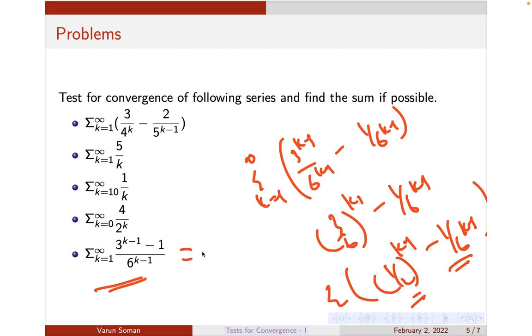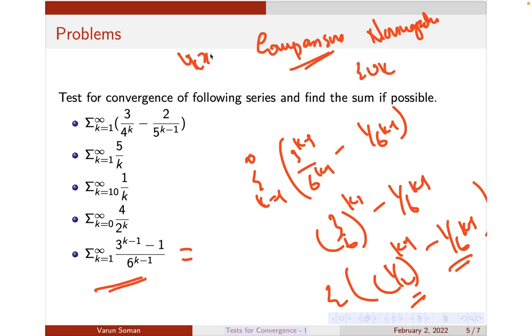Now we'll discuss the first major test, which is called the comparison test. From now onwards, we are going to discuss non-negative series. All your terms will be non-negative. So now onwards you are just going to discuss positive term series or non-negative series, sigma uk, where your uk is greater than or equal to 0.